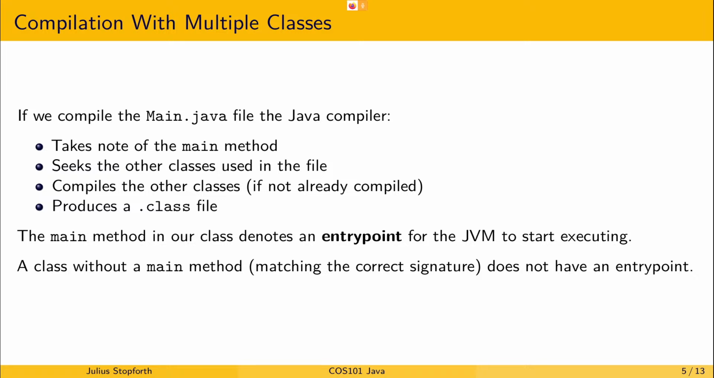Okay, so the compiler is quite smart. It won't just compile everything in a directory. It'll try to find only the classes that are being used. And then, like we said, the main method is the entry point. You can think of it like the front door to your program. Okay, that's where the Java virtual machine knows to start executing.